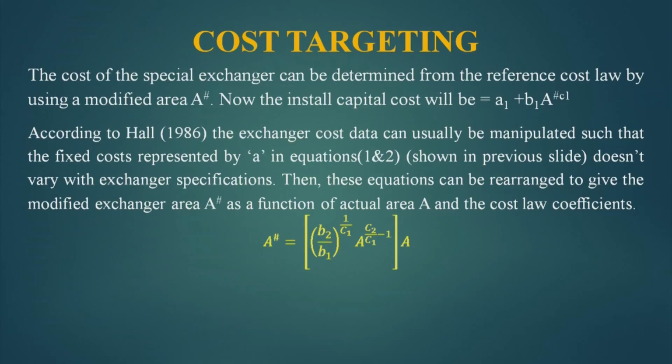The cost of the special heat exchanger can be determined from the reference cost law by using a modified area A hash. Now, the installed capital cost will be A1 plus B1 into A hash to the power C1. What does it mean? Suppose I want to keep the same cost law of the reference material, that is A1 plus B1 A to the power C1, yet I want to use this for a different set of materials. So, what will I do?